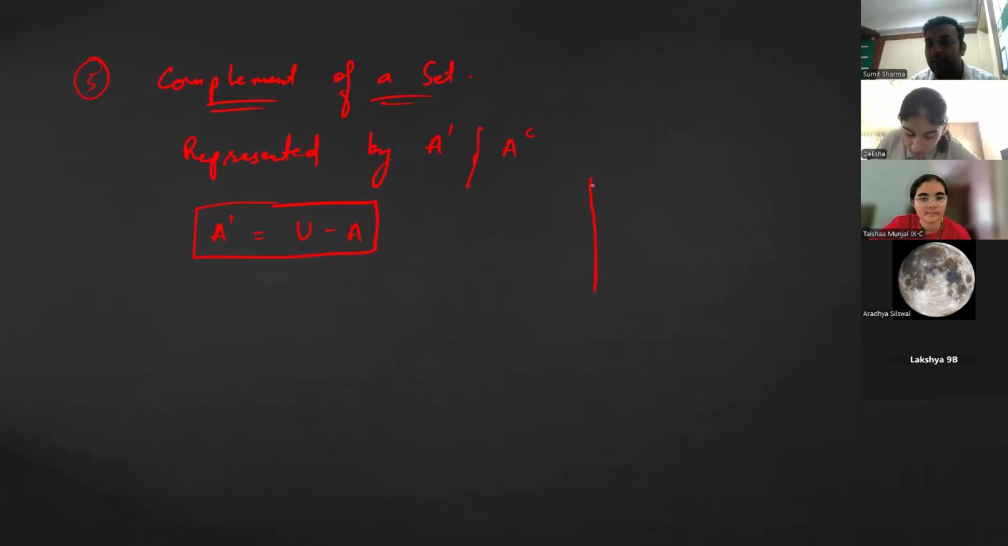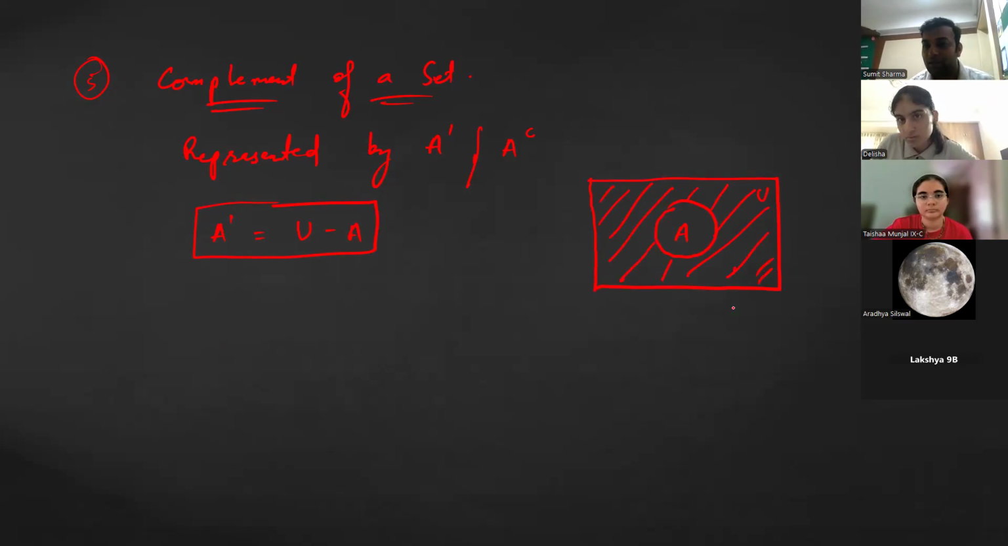And if we represent it on a Venn diagram, it will be like this. This is U. Let us say this is A here. So all the elements of U except A. So you will have to shade all the region except the part of A. This one, the shaded region is known as A complement. I hope it is clear.